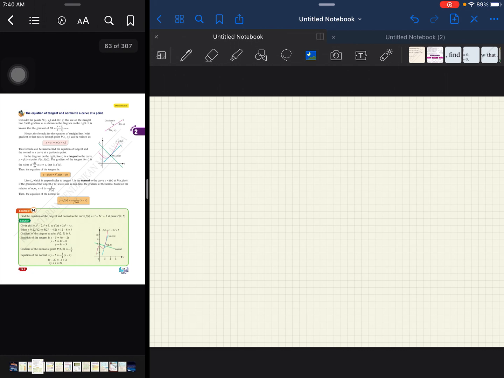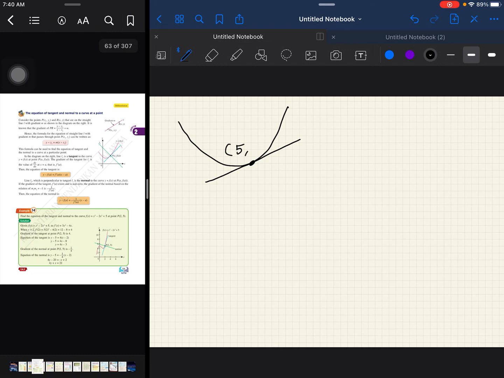Sudah, okay. So, basically kalau kita ada graph tadi ataupun function equation, so kita nak mencari ni gradient function. Katakanlah dia intersect dekat 5, 2. Okay, so function kita adalah f(x) sama dengan x kuasa 2 tambah 3x tambah 1.